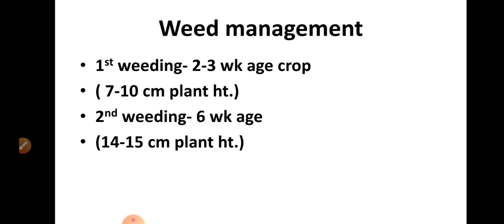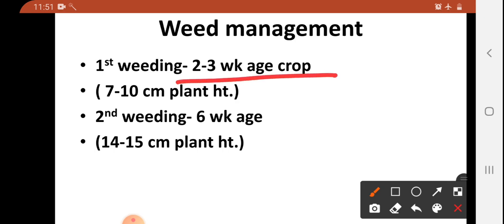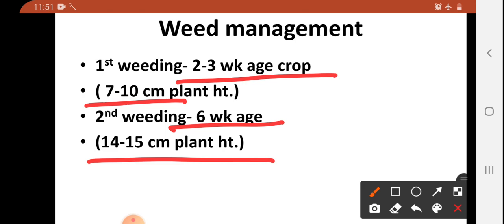Here is weed management. At least 2 weedings are sufficient for control of weed intensity in the field, and the number of hand weedings again varies according to weed intensity in the field. The first weeding is given when the crop age is 2 to 3 weeks. At that time, plant height is 7 to 10 cm. The second weeding is when the crop is 6 to 8 weeks old. At that time, plant height is 14 to 15 cm.